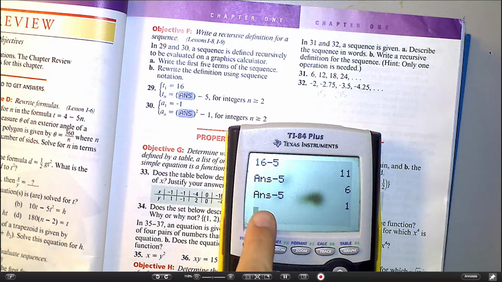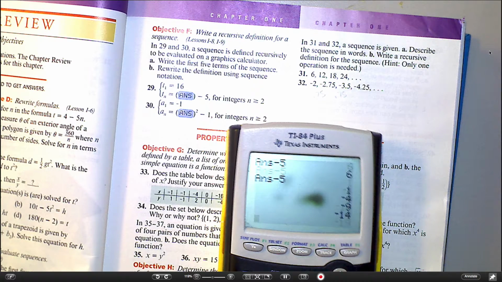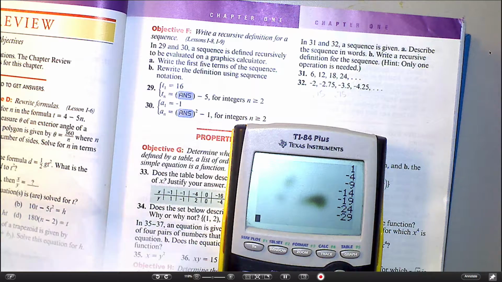Okay, that just over and over again. And actually, once you have that ANS minus 5, you could actually just keep hitting enter. And it would just keep subtracting 5 every time. Okay? So it's just your calculator's version of doing a recursive formula. So let's see, it wanted your first 5 terms. First term is given to you. So this is number 29.